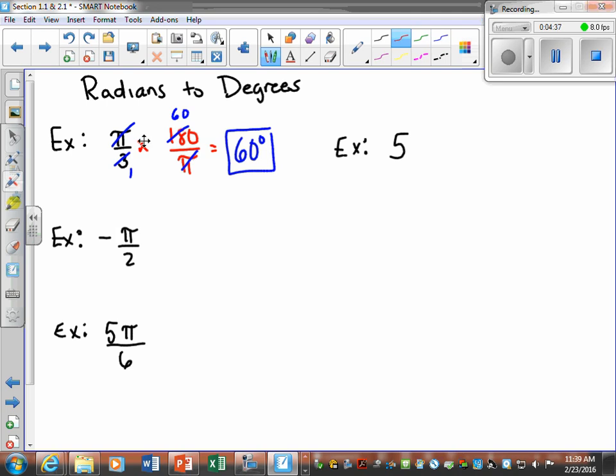Okay, times 180 over pi for our next one. What happens with our pi's? The pi's cancel, and we just put 180 divided by 2, which is 90. And then we remember our negative 90 degrees. Okay, do the same thing for the next two and then check your answer.